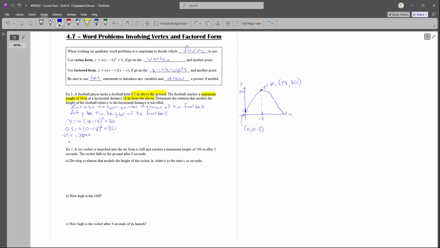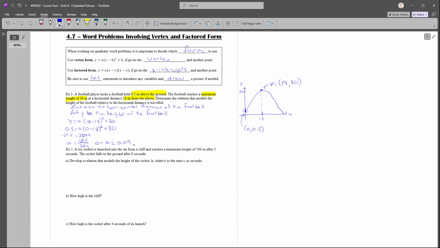Now we're going to divide both sides by 324. It's not the easiest term in the world, but we end up with a is equal to negative 29.5 divided by 324. And that gives us approximately 0. Let me write that again, just to make it a little bit clearer. We could rewrite this as a is approximately 0.09.